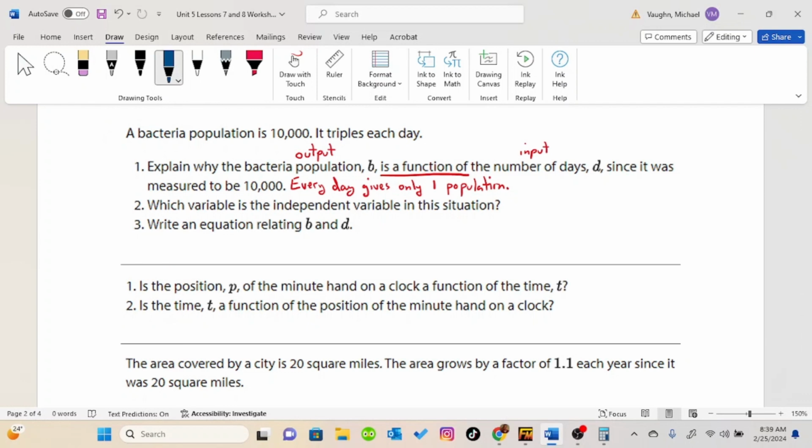Number 2, which variable is the independent variable in this situation? Independent variables are your inputs. So number of days is the independent variable.